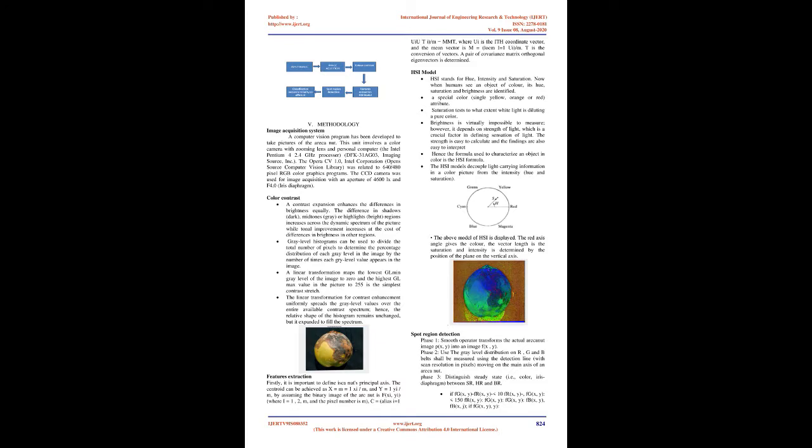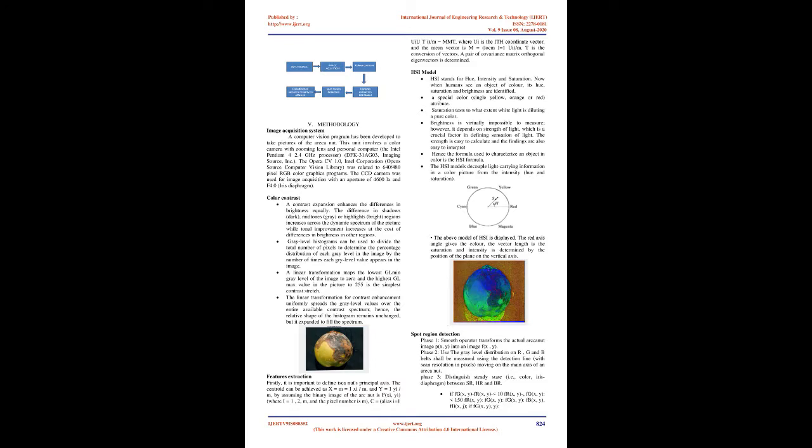iris diaphragm. Color contrast. A contrast expansion enhances the differences in brightness equally. The difference in shadows (dark), midtones (gray), or highlights (bright) regions increases across the dynamic spectrum of the picture, while tonal improvement increases at the cost of differences in brightness in other regions. Gray level histograms can be used to divide the total number of pixels to determine the percentage distribution of each gray level in the image by the number of times each gray level value appears in the image.